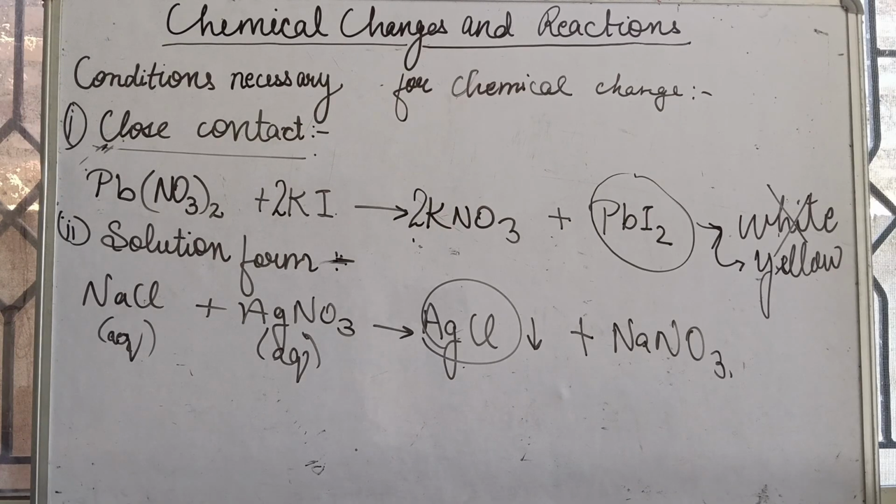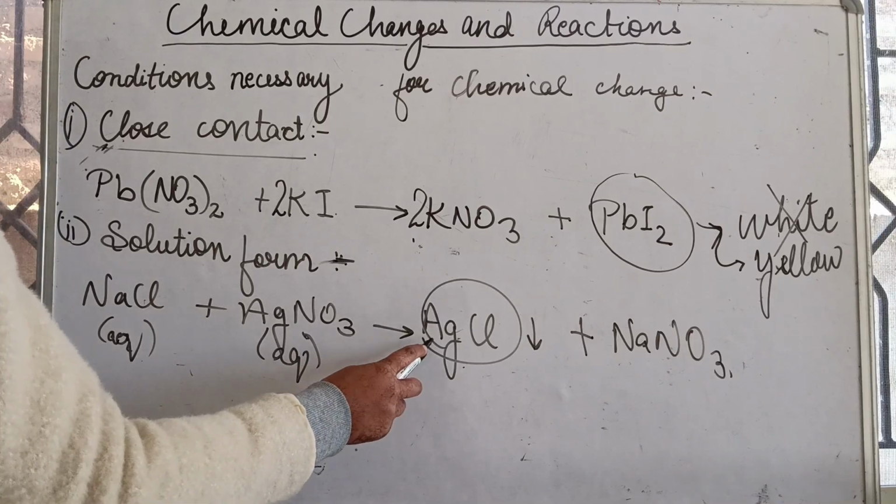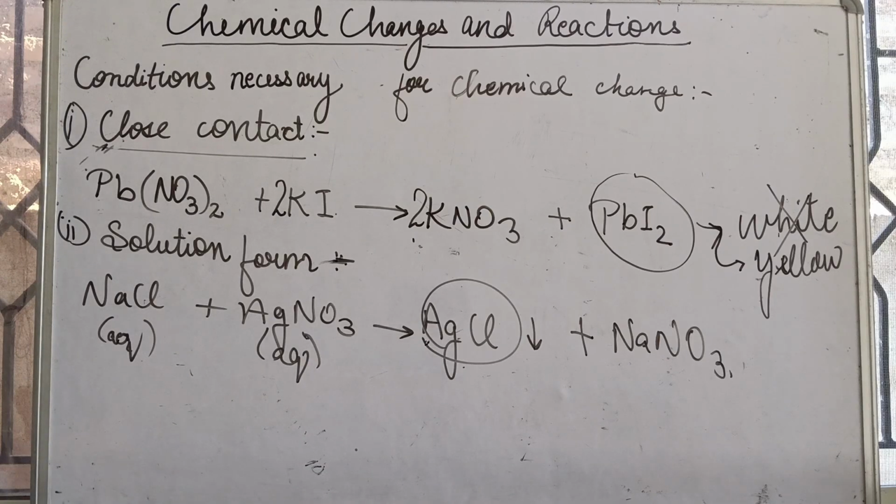Now if any precipitate is formed, then it cannot be dissolved in any solution, in any liquid. So it is an insoluble solid, okay, which cannot be dissolved. This precipitate is a white color precipitate. Now third is heat.